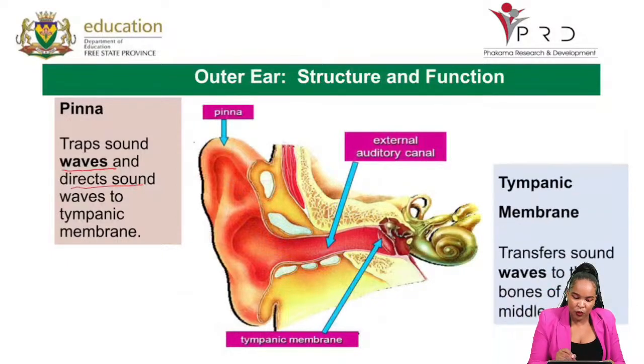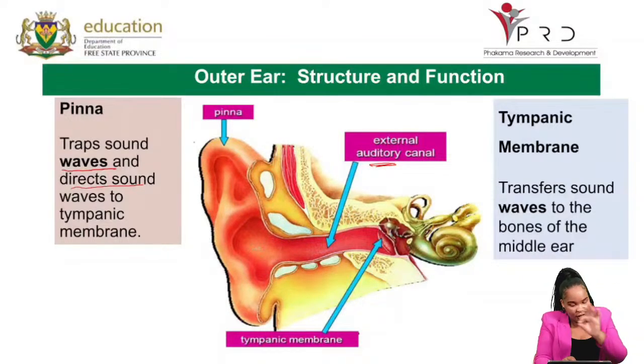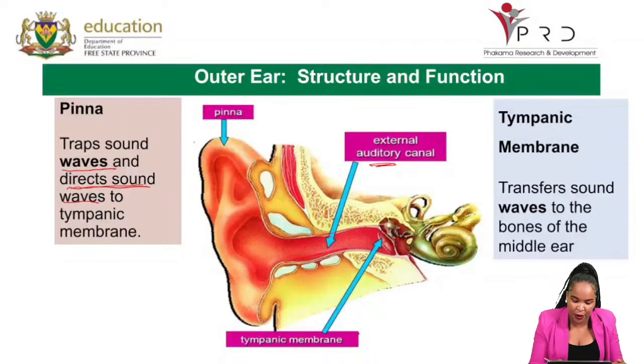And then you have your auditory canal. Let us talk about the auditory canal before we get to the tympanic membrane. When they say something is a canal, it's like a passage, you see, an auditory canal. So this canal here is going to transmit those sound waves to the tympanic membrane. Because it is on the path towards the tympanic membrane, its function is just to transmit those sound waves to the tympanic membrane.